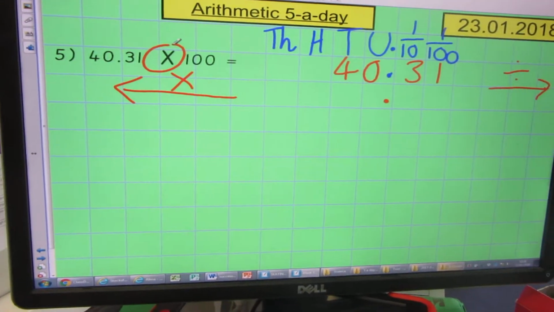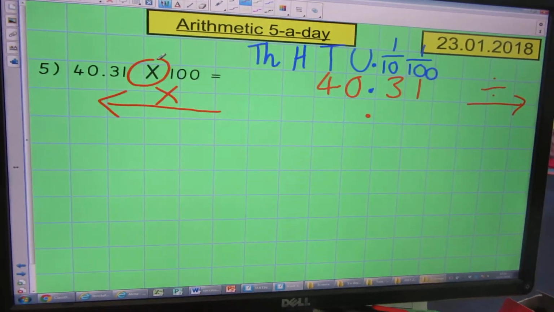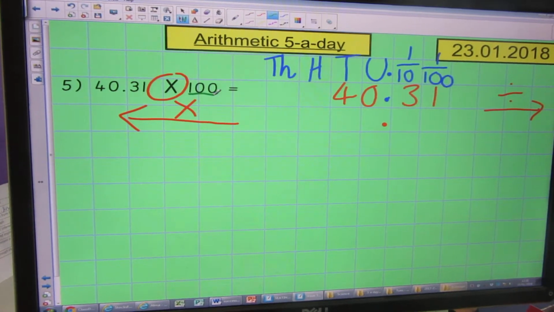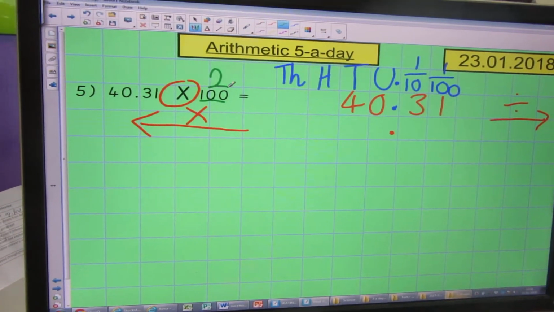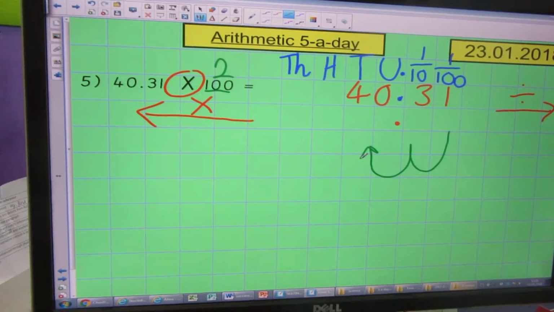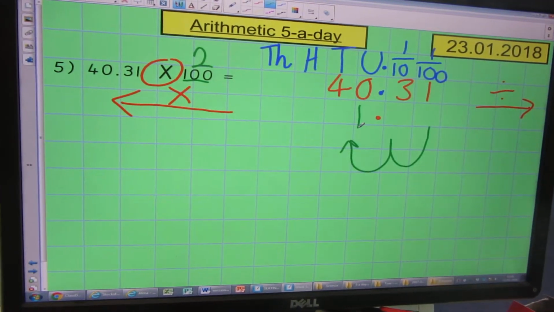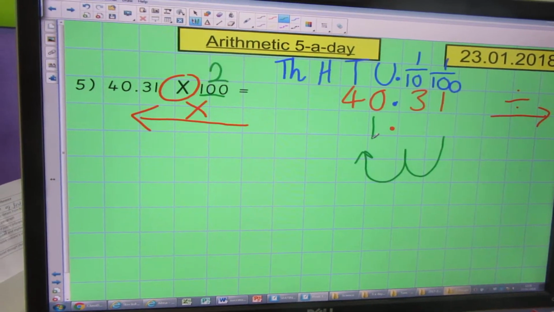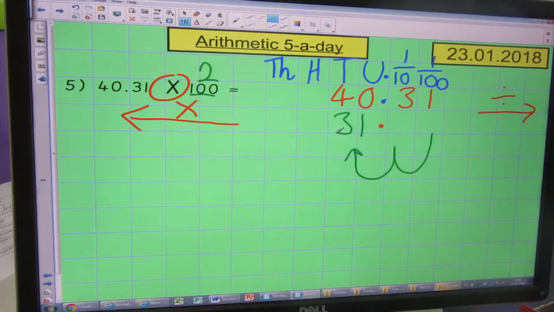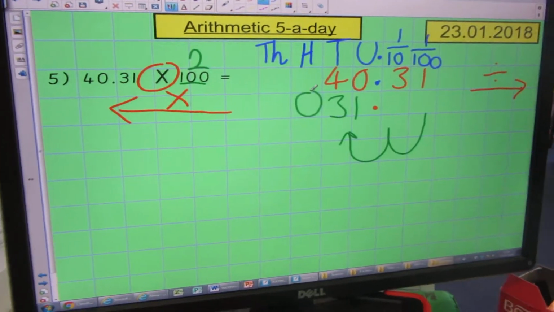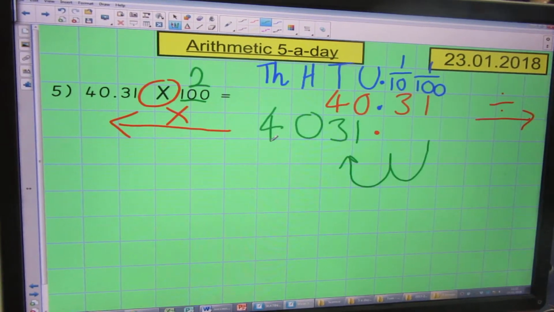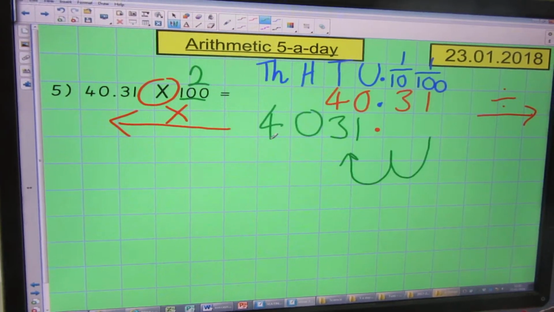I'm timesing by 100. Look how many zeros are in 100. How many places does that mean I'm moving? Dina? 2. Good girl. So I'm moving 2 places. If my 1 moves 2 places, which column does it go into? Ella? Units. Lovely. If my 3 moves 2 places, what column does it go into, Toby? Tens. Fantastic. My 0, what column does that go into, Alexa? The hundreds. And then I've got my 4, which must go. Amira? Thousands. Lovely. So my answer is 4,031.